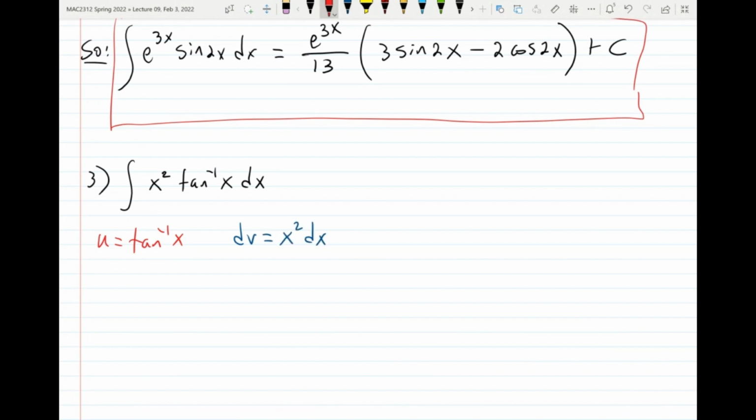All right, so let's go. So then du, remember you need to know this. What's the derivative of arctangent? Very good. So 1 over 1 plus x squared dx. And then what is v? x cubed over 3.